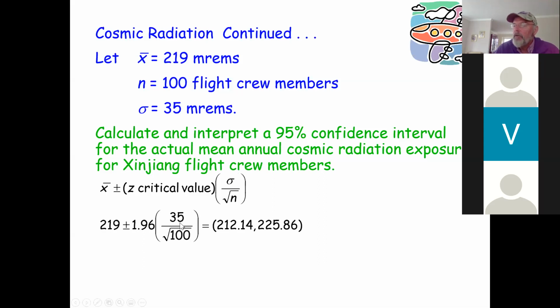Population standard deviation is 35. Sample size is 100, and we're taking the square root of that value. And here are the confidence limits that go along with this. So here's the low end, and here's the high end of the confidence interval.